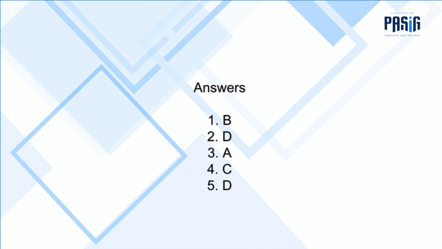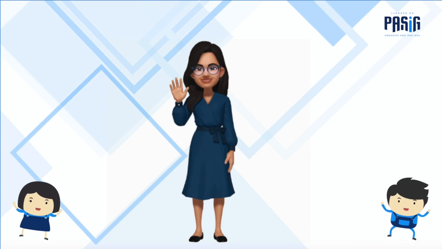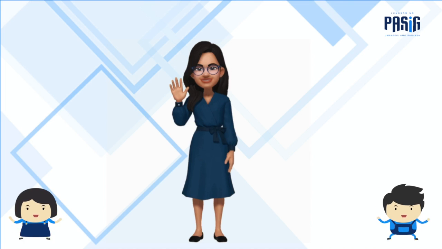Here are the correct answers. Number 1 is B, number 2 is D, number 3 is A, number 4 is C, and number 5 is D. And that ends our lesson on expressing one's beliefs or convictions.